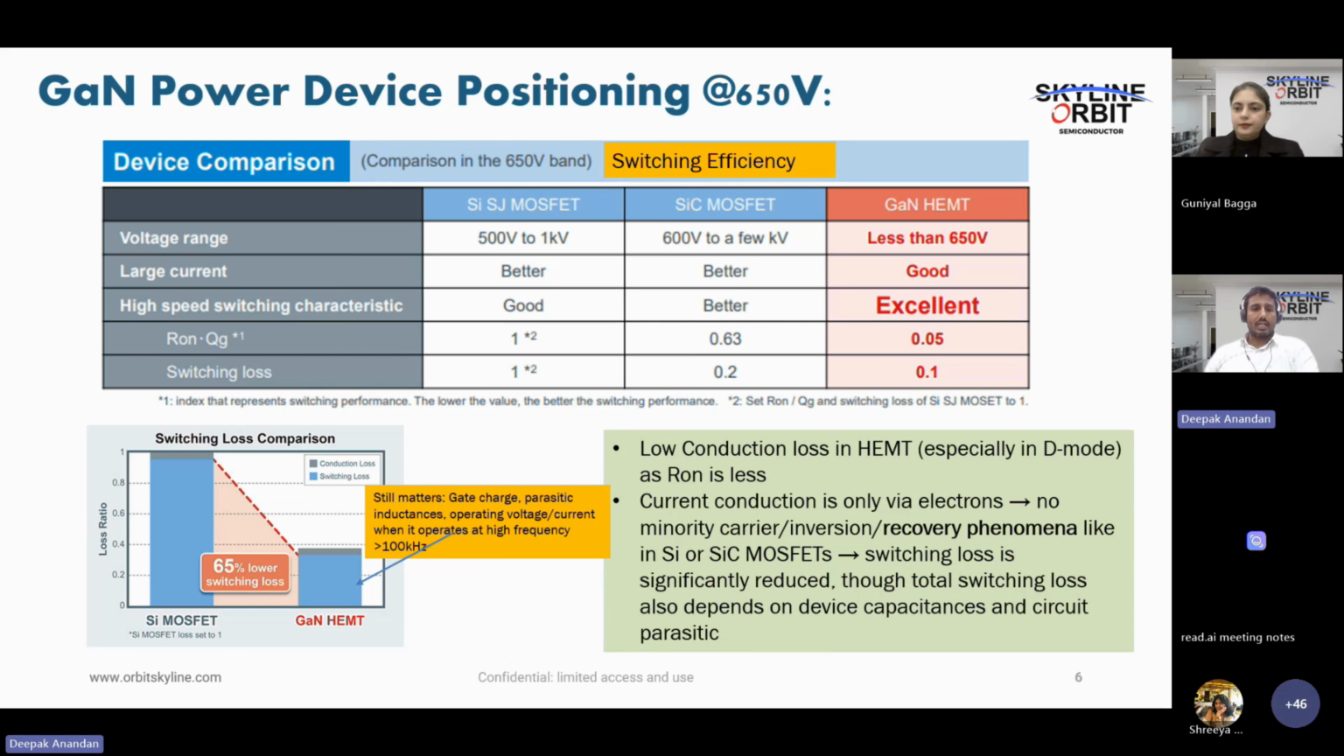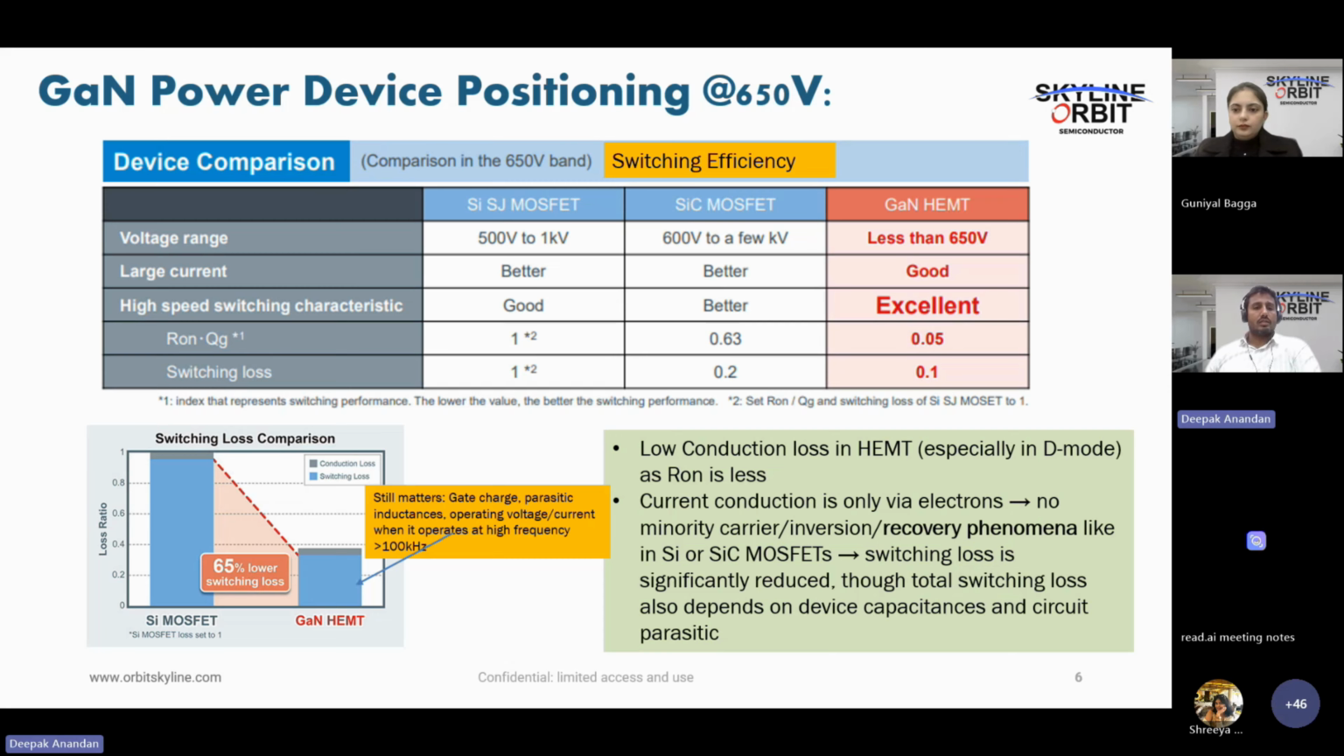But when you compare to gallium nitride, it doesn't have minority carrier contributions. It just exists as a channel. The channel either can be depleted or it is turning on. So there is no minority carrier involvement here. So the switching speed will be very fast compared to silicon and silicon carbide. That's why it gives very high switching speed, which is 65% less than current silicon technology.